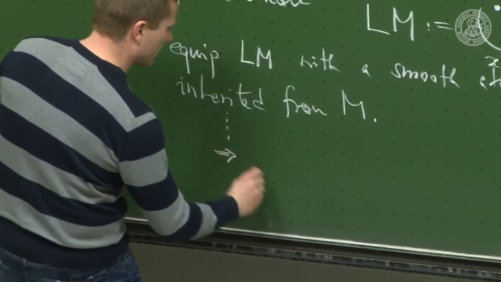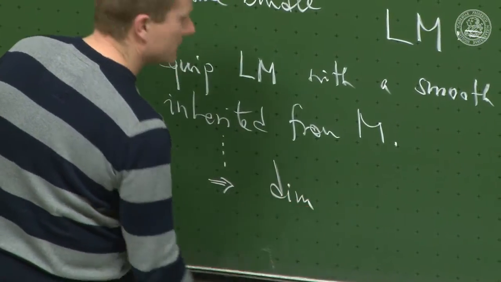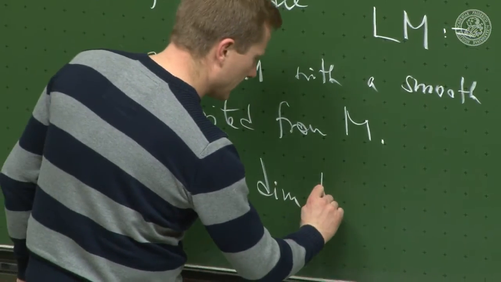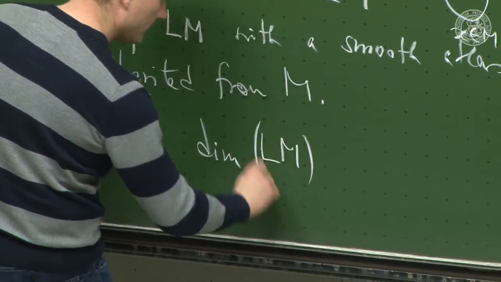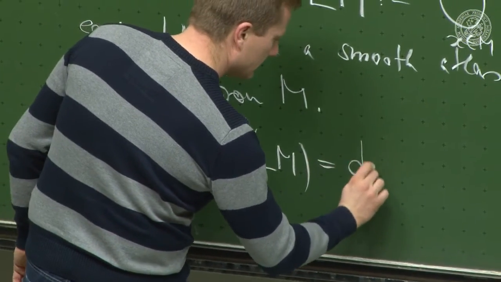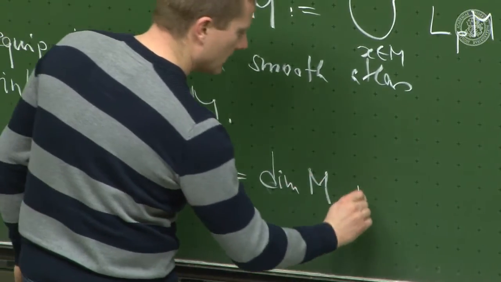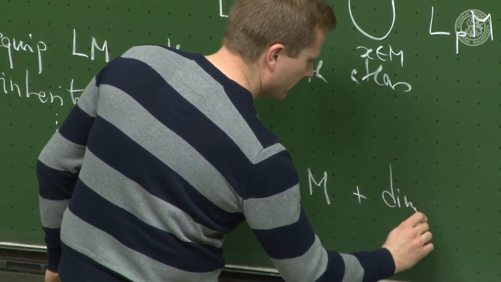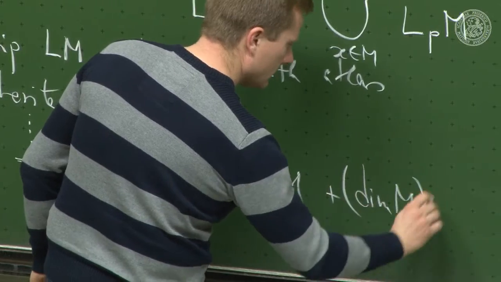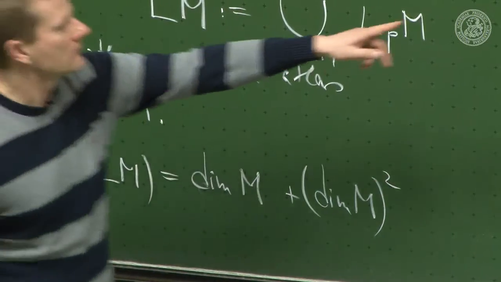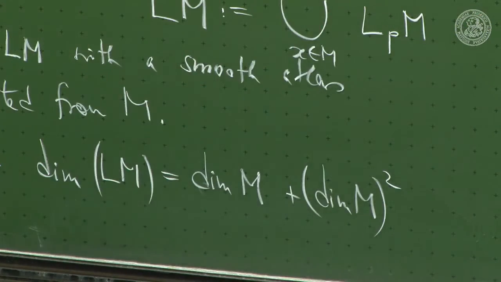And then you find, of course, that the dimension of the thus produced smooth manifold LM must be the dimension of M, that's the base manifold, plus the dimension of M squared, because of this. So it's dim M times (1 + dim M).